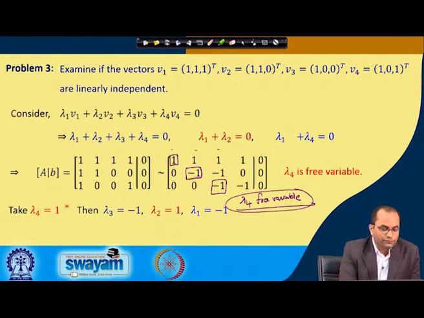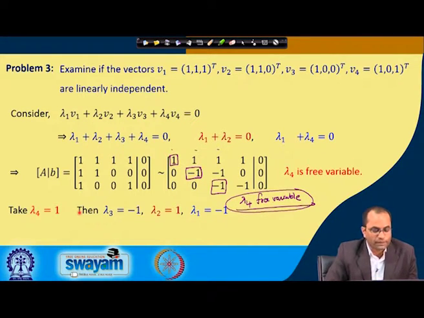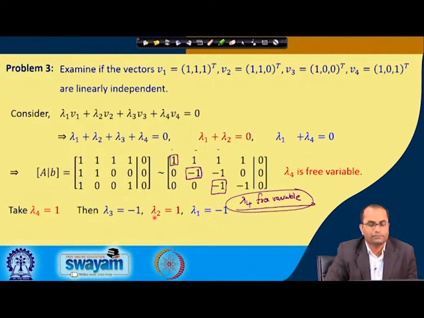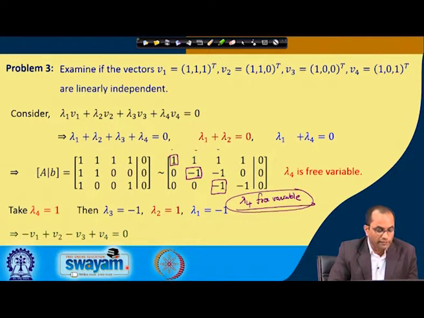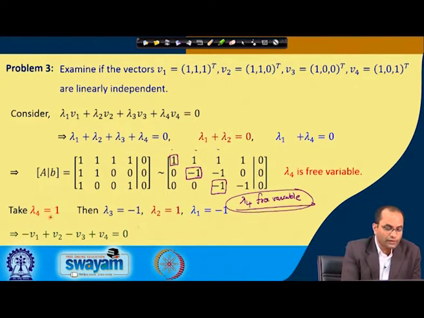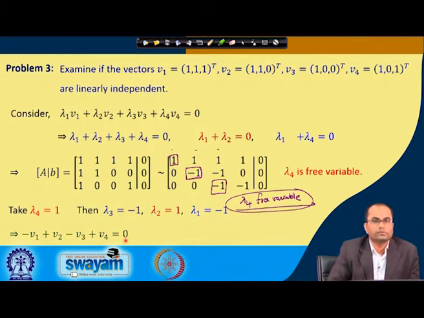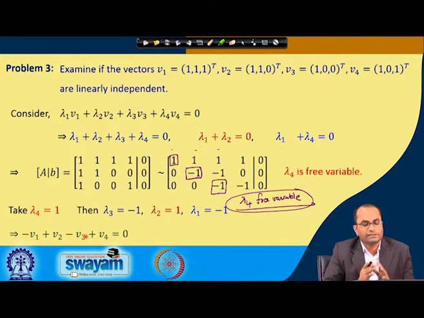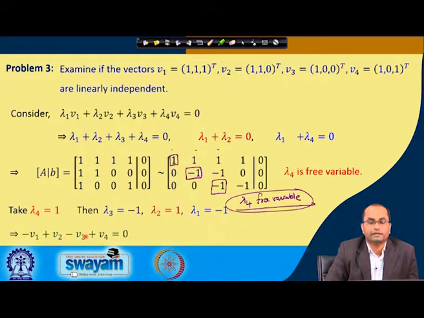So, for this choice of lambda 4, we are getting lambda 3 as minus 1, lambda 2 as 1, and lambda 1 as minus 1. That means we are getting this relation here. So, naturally they are dependent, they are not independent, and they depend on each other with this relation. So, this given set of vectors is linearly dependent.